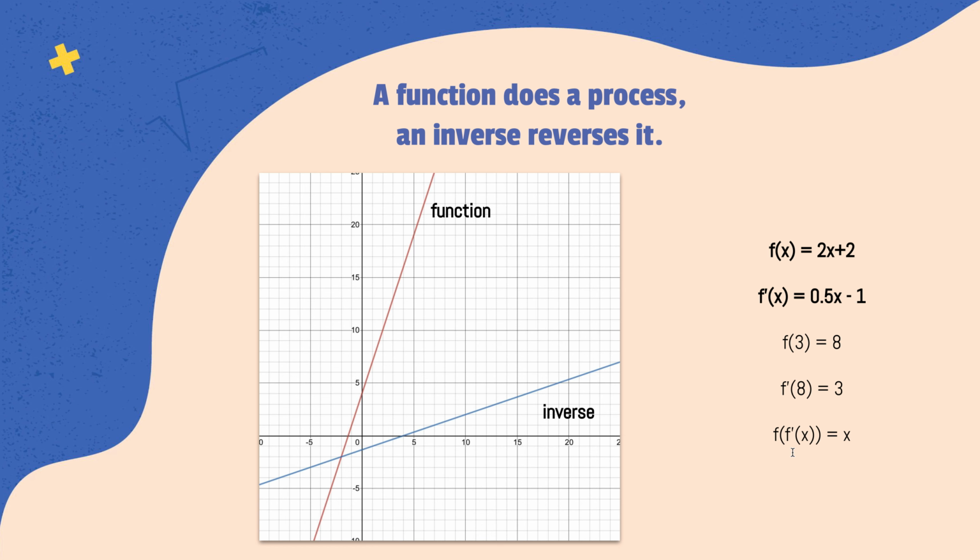Also, another property that we should know is that if you make a composite function of the inverse inside the function, you would get x as the output. So basically, if you take a number and do the inverse function on it, or you do the normal function on it, and then you reverse it, you will get that number back. This is just a formal way of writing what we have done earlier.